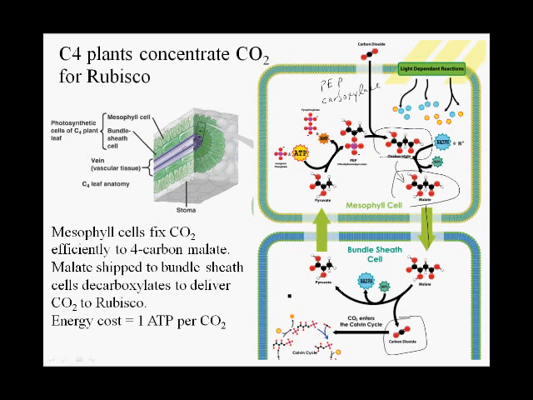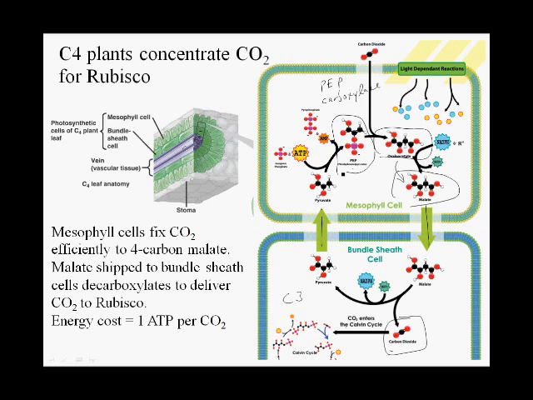The bundle sheath cell is actually a C3 photosynthetic cell because it has Rubisco and the Calvin cycle. So the Rubisco in the bundle sheath cells can use the carbon dioxide that's been delivered by malate to run regular C3 carbon fixation. The product of carbon dioxide release from malate is pyruvate, which then goes back to the mesophyll cells, and inside the mesophyll cells they have to expend phosphate from ATP to phosphorylate pyruvate and regenerate phosphoenolpyruvate, or PEP.